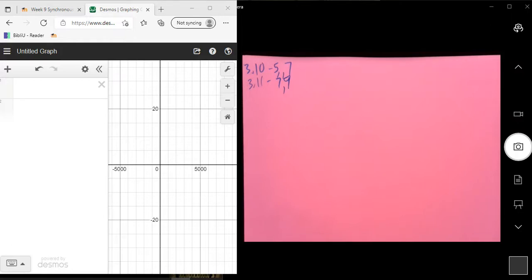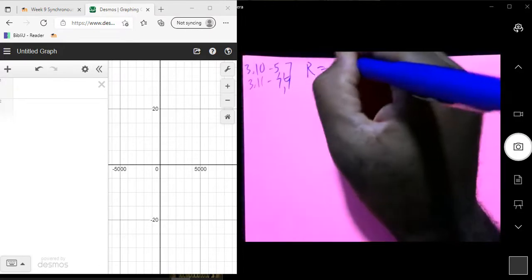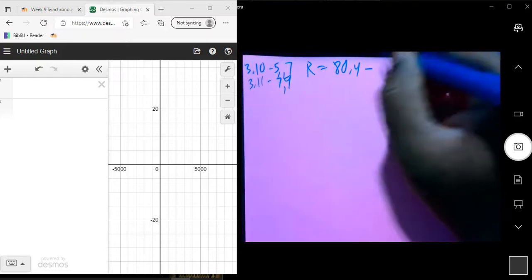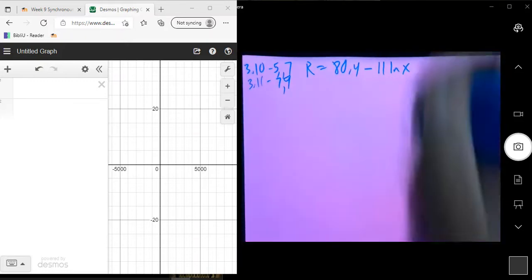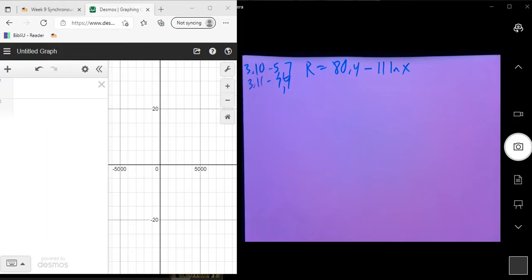And the problem goes like this. It says the formula R equals 80.4 minus 11 natural log x is used to approximate the minimum required ventilation rate, R, as a function of the airspace per child in a public school classroom. The rate R is measured in cubic feet per minute and x is measured in cubic feet. It says sketch a graph of the rate function for x is greater than or equal to 100, but also x is less than or equal to 1500.